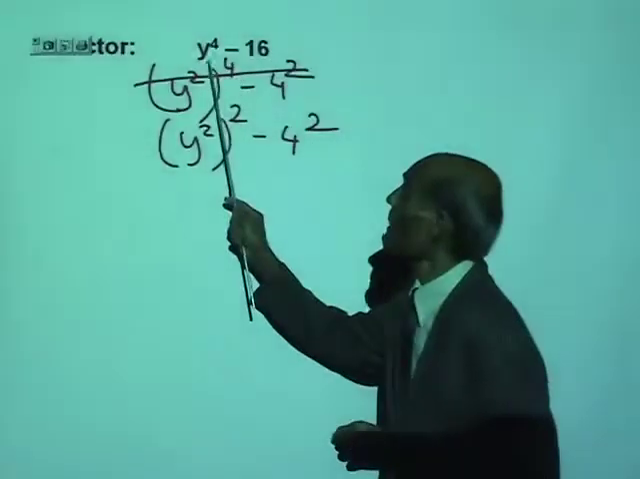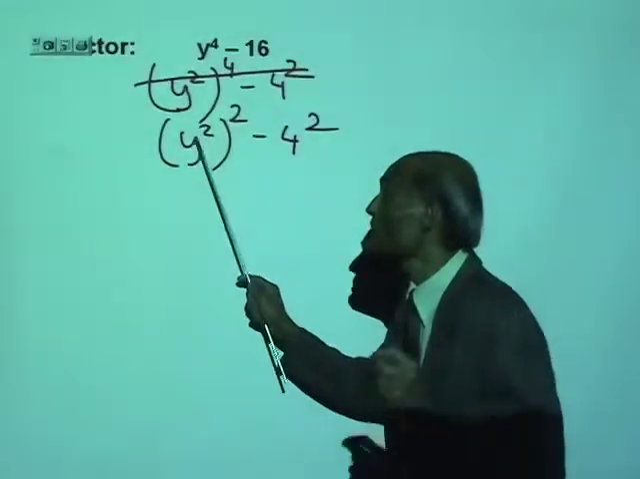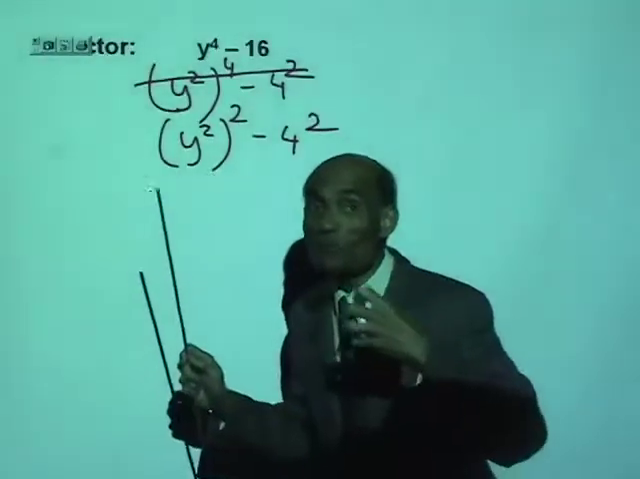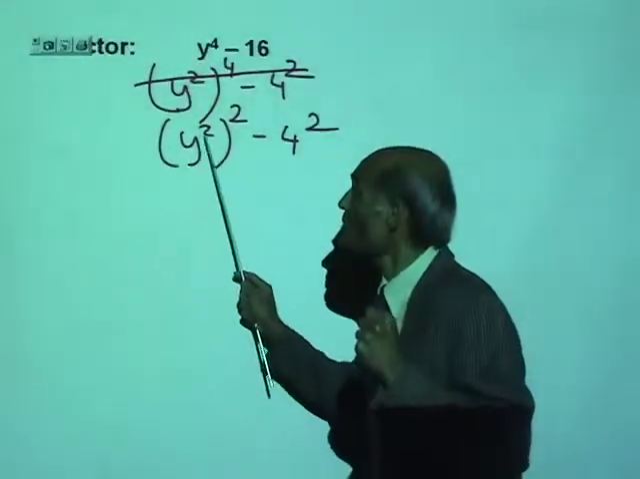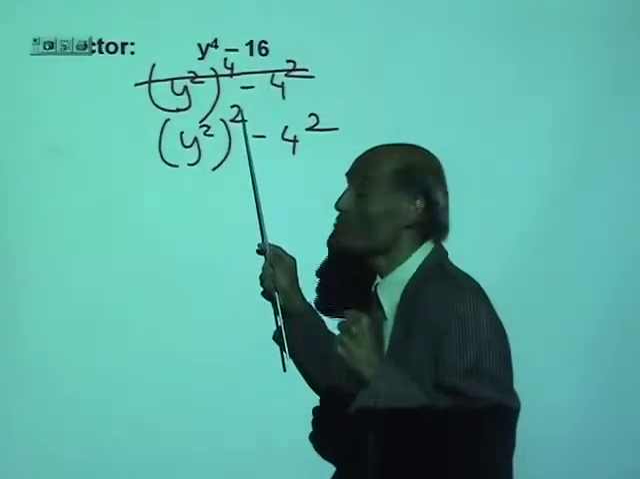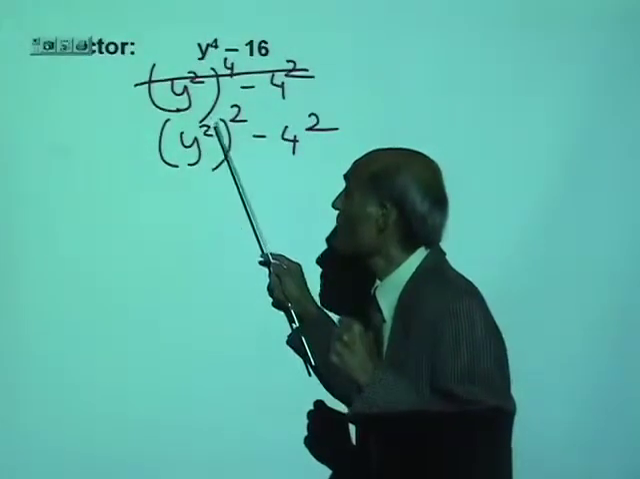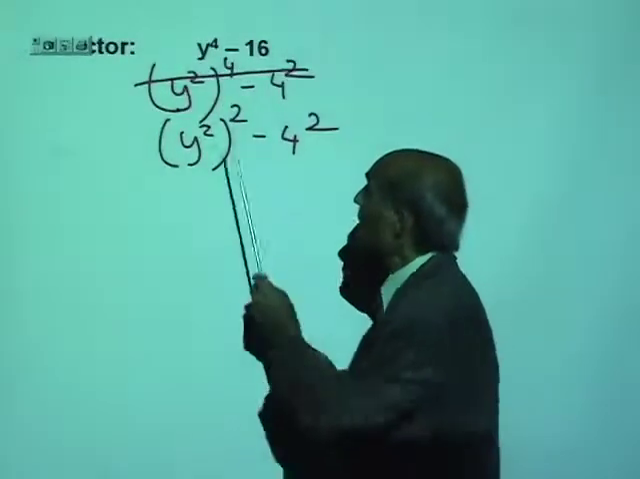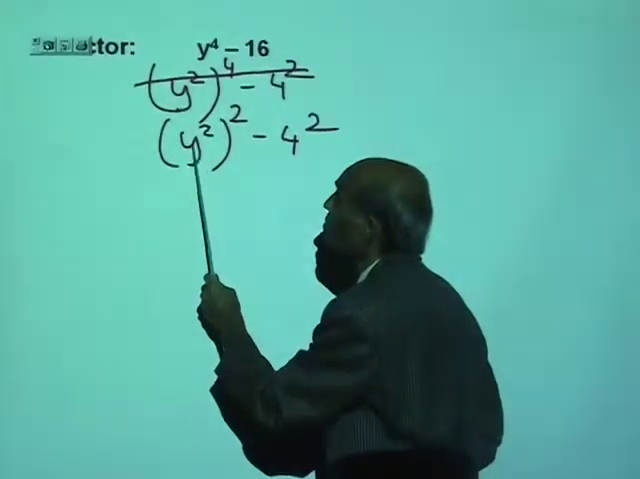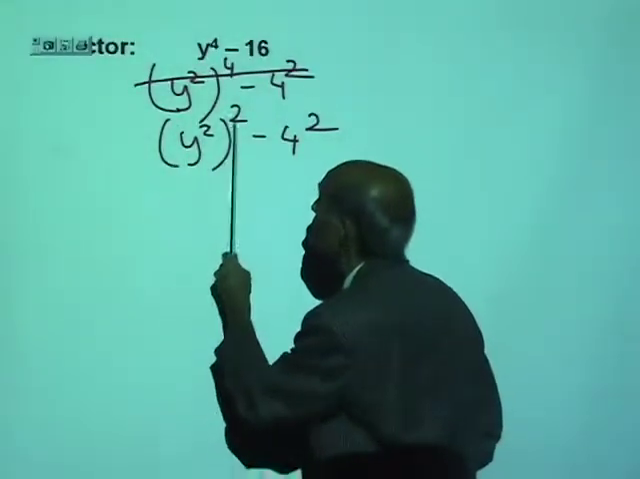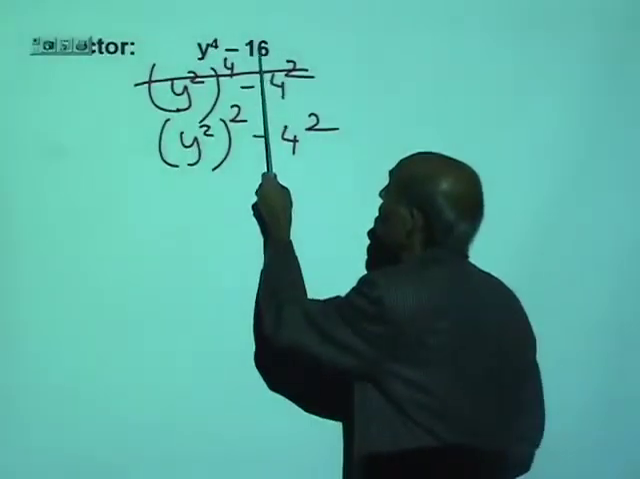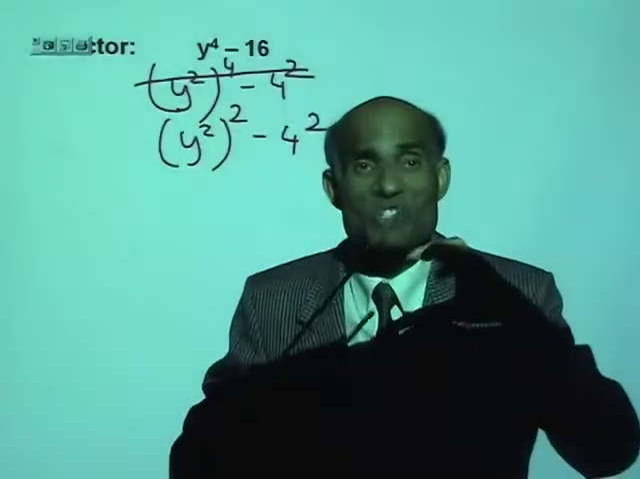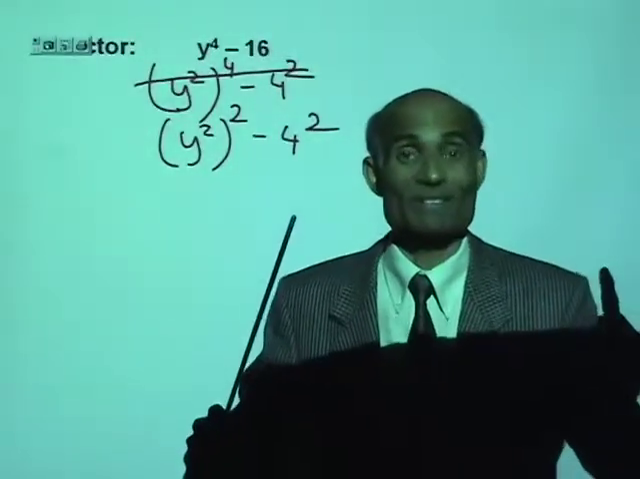So, y to the power of 4 is y squared all to the power of 2. You remember the power rule? Y to the power of 2 all raised to the power of 2 is y to the power of 2 times 2, y to the power of 4. So, write y to the power of 4 as y squared raised to the power of 2, minus 16 is 4 squared. We have now written this as the difference of two squares.